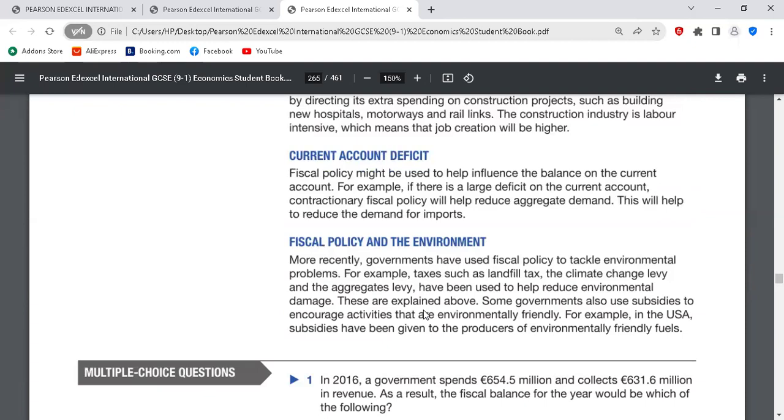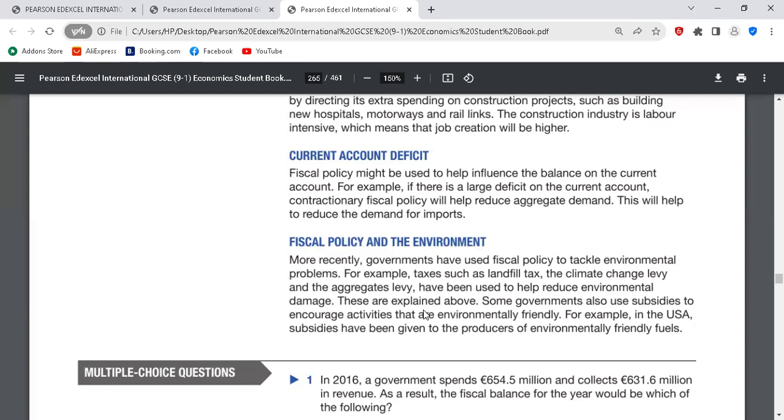For current account deficits, fiscal policy might be used to help influence the balance of the current account. For example, if there's a large deficit on the current account, contractionary fiscal policy would help to reduce aggregate demand. This will help to reduce the demand for imports. So, if government wants to reduce the current account deficit, government will increase taxes on importation. So if government increases taxes on importation, importation would reduce. Imports will be less. People will focus on domestic products. As a result of that, the balance of payments will improve.